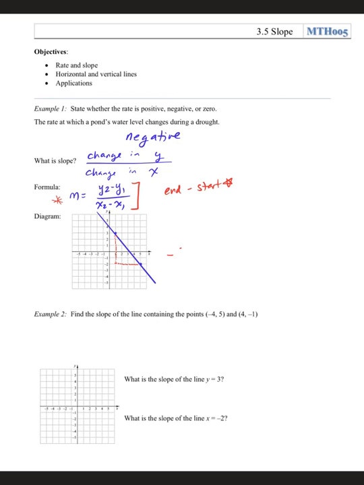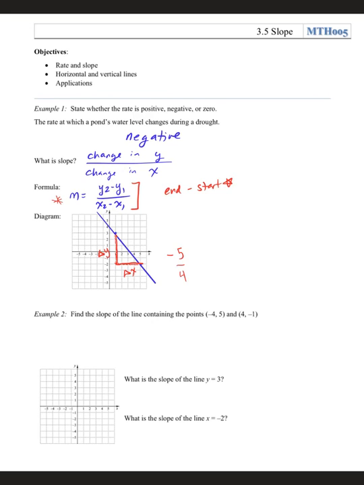So it went down 5 and it went to the right 1, 2, 3, 4. So therefore the slope of this line would be negative 5 over 4 because it's going down 5 places over 4. Again, this would be the change in the y divided by the change in the x. So a lot of times we use this little triangle, the delta, that represents change.